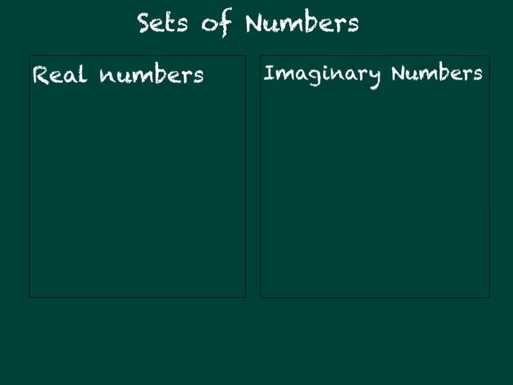We are going to start by dividing our sets of numbers into two categories, real numbers and imaginary numbers. Every single number that exists in the whole wide world is going to fall in one of these two categories. Real numbers are all of the numbers on the number line, and then we have our imaginary numbers, which do not have any points on the number line.